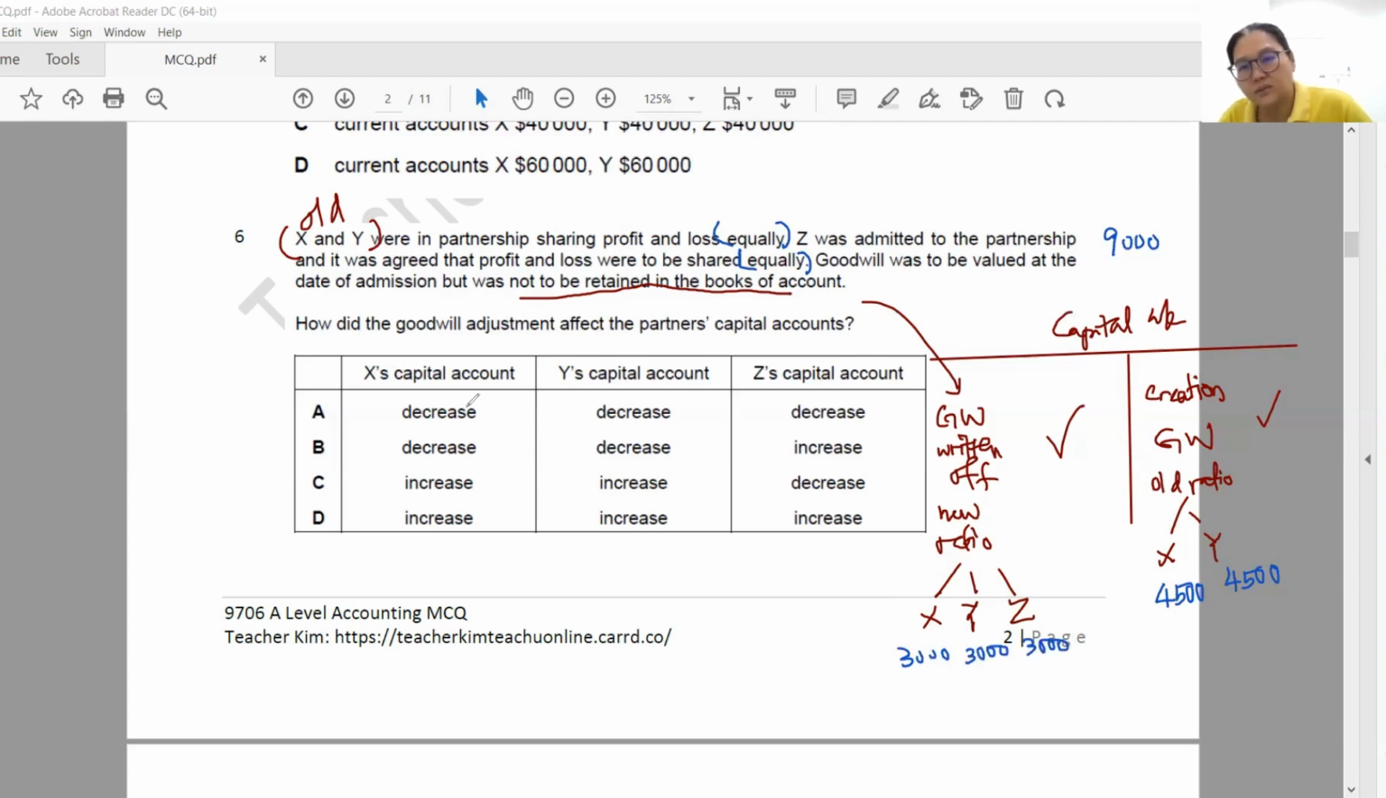So basically you notice that X has more credit than debit. A capital account credit is an increase. So the capital account is an increase for X and Y, because this amount is more credit than debit. Whereas Z's capital will be decreased. So basically, Z has to pay X and Y. So the answer will be C.